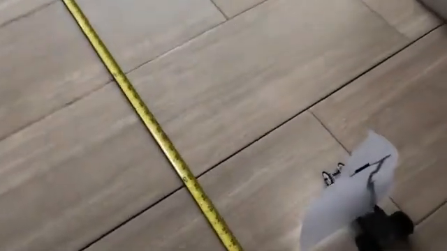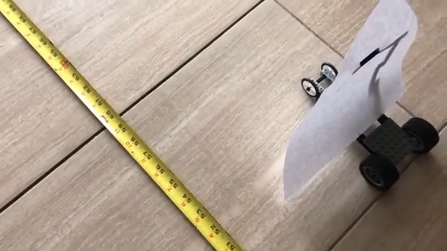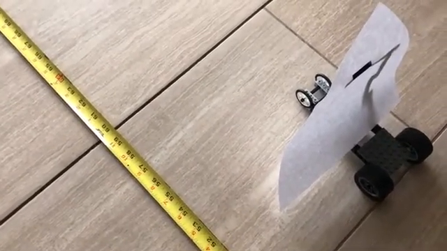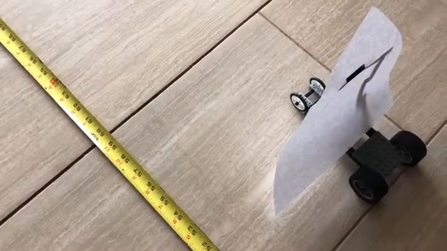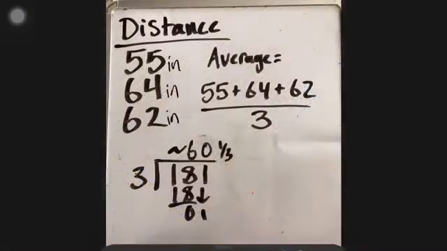And then we're gonna repeat this several times just to make sure that we didn't get a one-time fluke. So we're gonna do this 3 times and average out the distance and record that as the distance for the sail car. Okay, so I did 3 attempts. Here's attempt 1, 2, and 3, and I recorded the distance in inches.